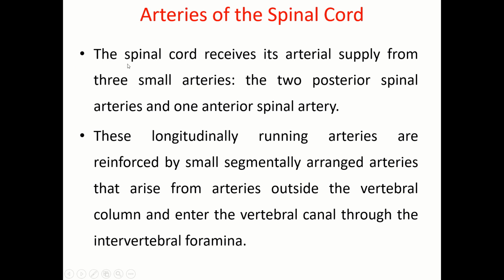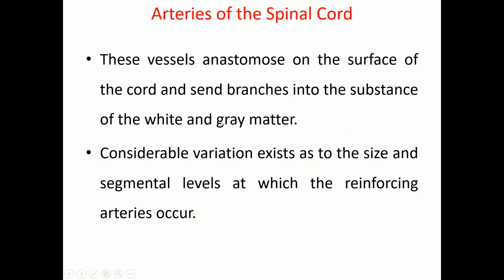Arteries of the spinal cord. The spinal cord receives its arterial supply from three small arteries: two posterior spinal arteries and one anterior spinal artery. These longitudinally running arteries are reinforced by small segmentally arranged arteries that arise from arteries outside the vertebral column and enter the vertebral canal through the intervertebral foramina. These vessels anastomose on the surface of the cord and send branches into the substance of the white and grey matter. Considerable variations exist as to the size and segmental levels at which the reinforcing arteries occur.